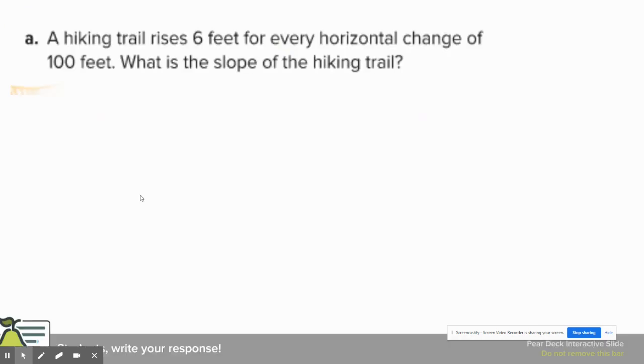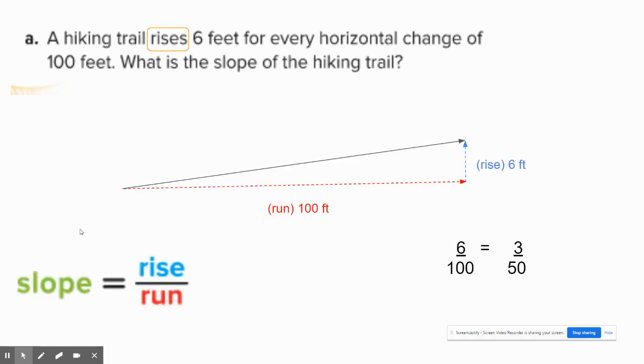Now you're going to practice. The hiking trail rises 6 feet for every horizontal change of 100 feet. So it's rising. We know it's going to be a positive slope. What's the slope of the hiking trail? Go ahead and figure it out. Pause it. And here we go.